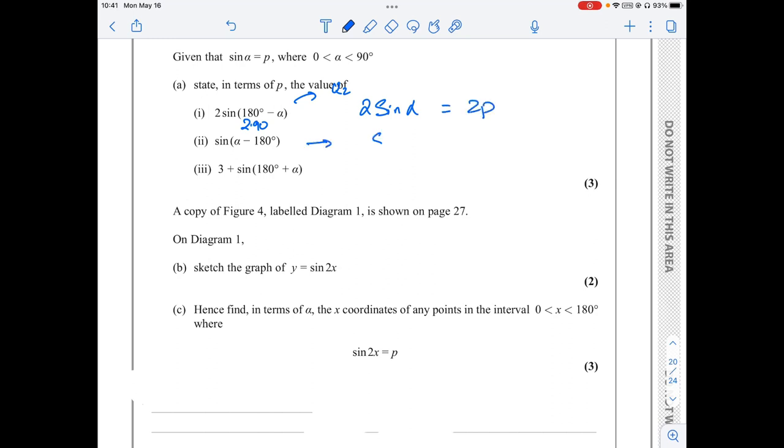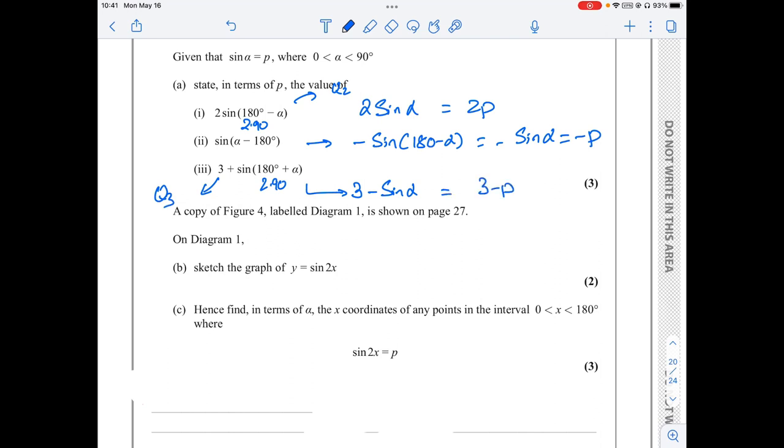Sine alpha minus 180 can be written as 180 minus alpha, but with a minus symbol. Sine 180 minus alpha is sine alpha, so minus p. Finally, 2 times 90 sine alpha will remain as sine only, sine alpha, but it is in the third quadrant, so minus. It is in the third quadrant. 3 minus alpha, so it is going to be 3 minus p.